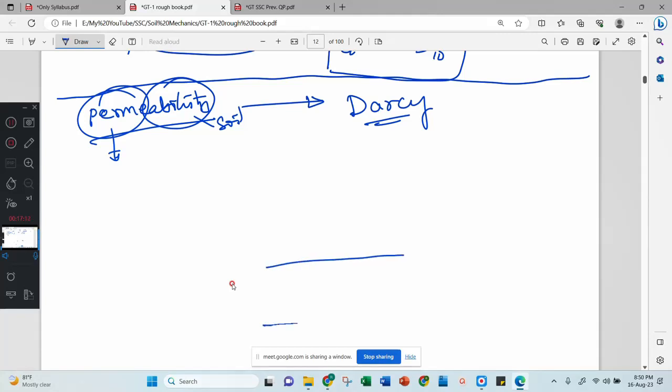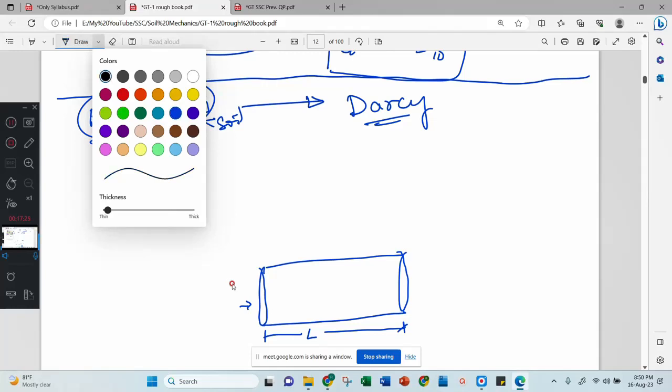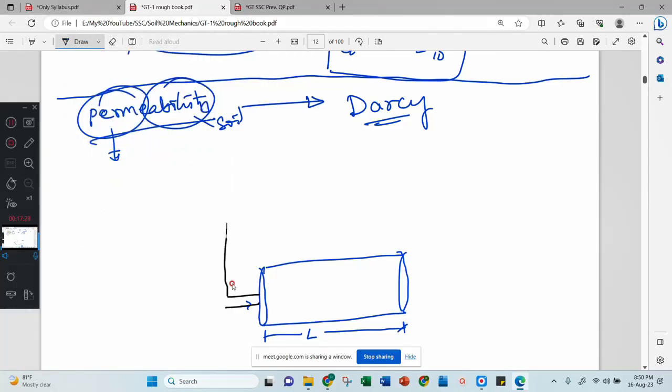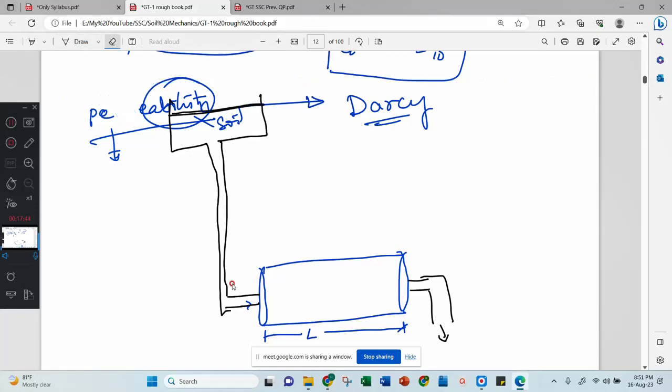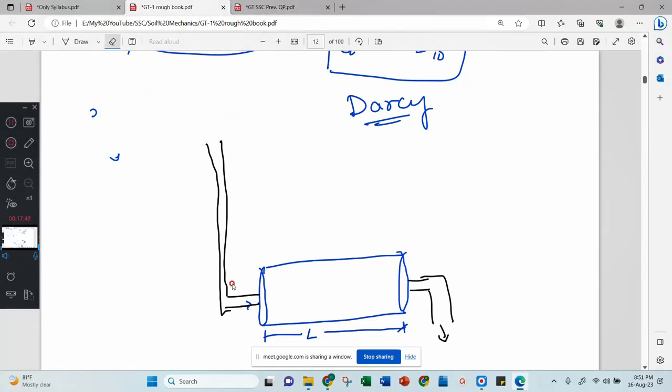He considered one soil sample with a known cross-sectional area and a known length. Then he attached two pipes: one pipe here is the inlet, and another pipe at the outlet, where water will be coming out. Let us consider this inlet is connected to one water tank. Don't worry about this water tank and how the water is stored, I will explain that later.